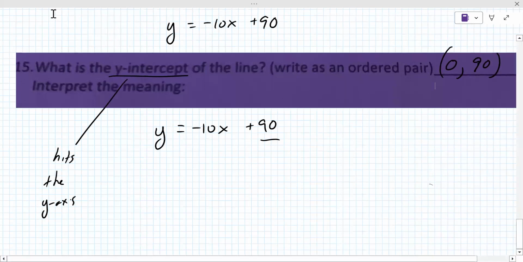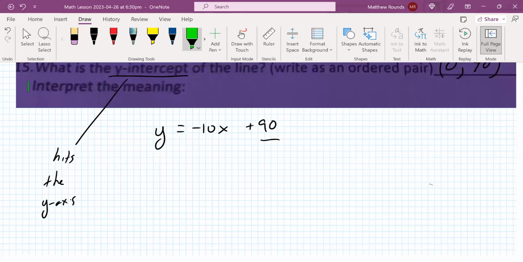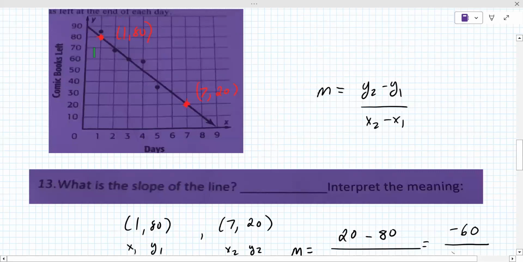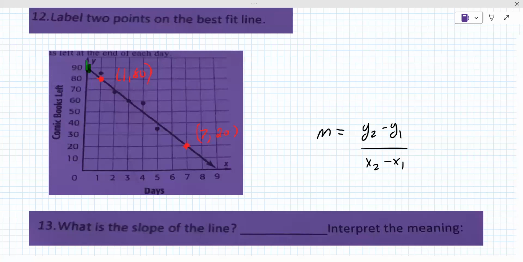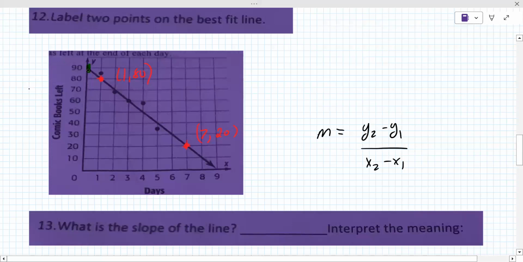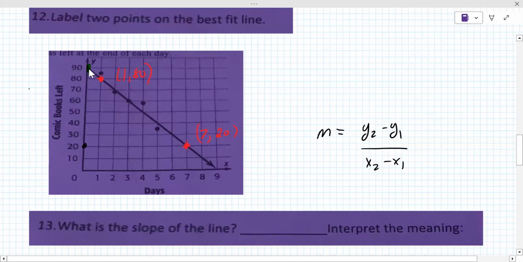The last part is to do the interpret. The interpret is you go back to the graph and you say, well, what does that actually mean? What does that represent right up here? Well, it's 0 days and how many comic books? 20 comic books. 20's down here. Oh, 80. Keep going. 90. Okay. So what does that mean? What's the scenario here?